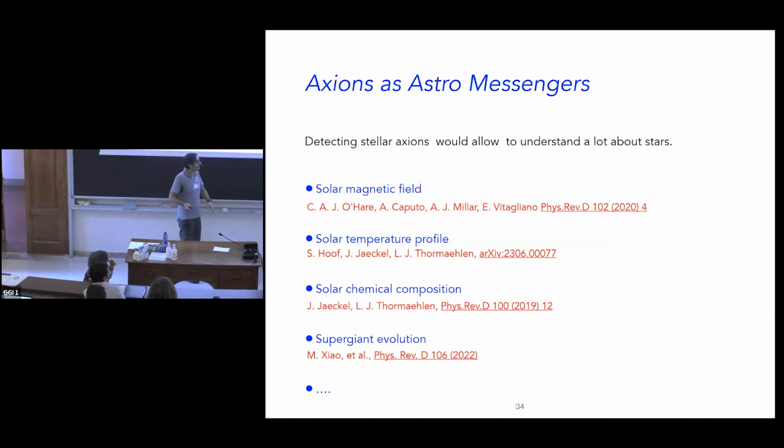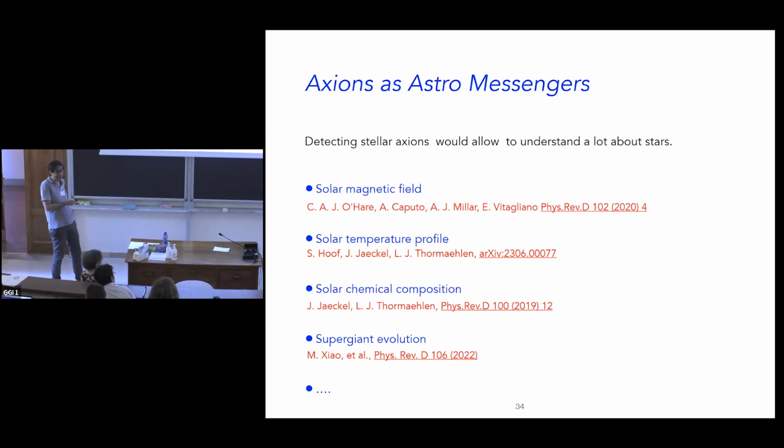One is that if axions exist and they're coupled strongly enough, we can use them as messengers and learn a lot of things about the sun, especially, for example, solar chemical composition, temperature profile, maybe solve this problem that Francesco will discuss in the next section, I don't know, and also supergiant evolution, things like that, right?